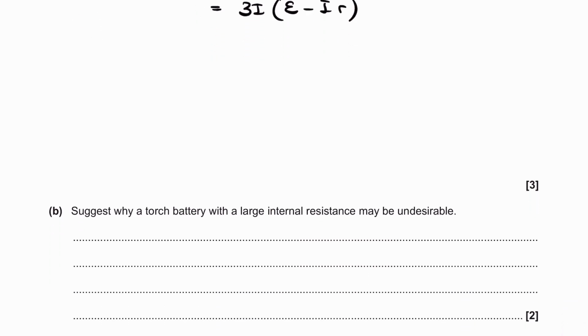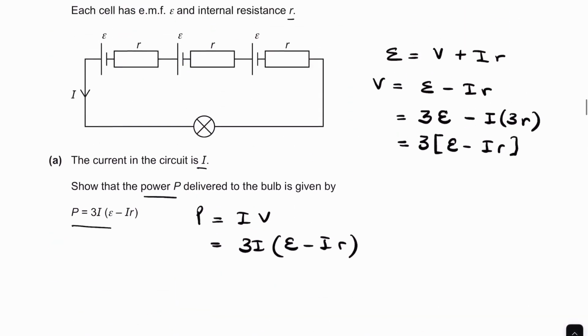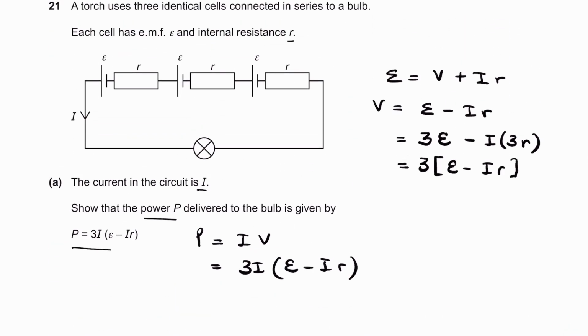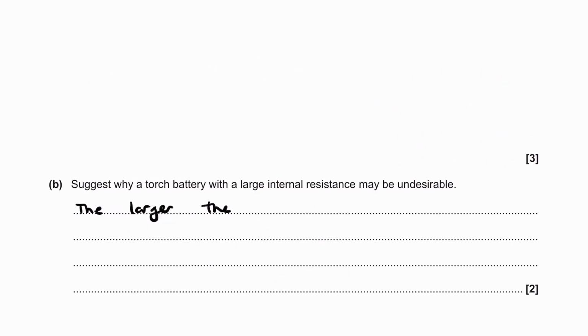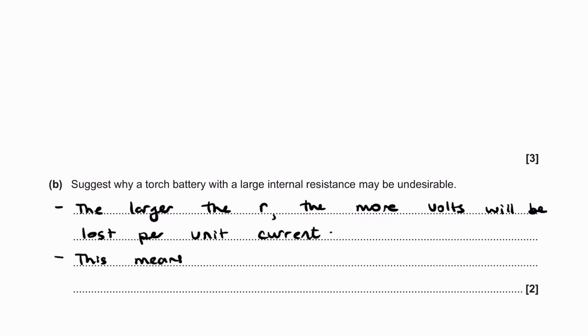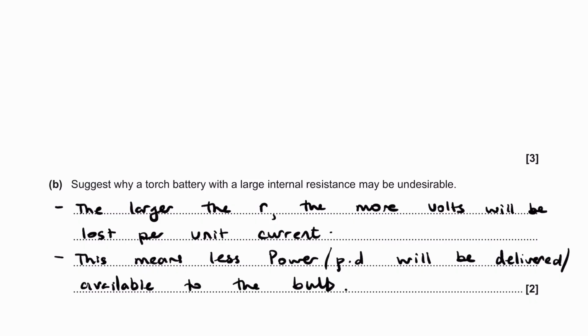Suggest why a torch battery with a large internal resistance may be undesirable. Okay, so let's just go back here. If you have a larger internal resistance, you're going to have more volts per unit current lost, right? So the larger the value of R, the more volts will be lost per unit current. And this means that less power or potential difference will be available to the bulb. Hence, it's not ideal.